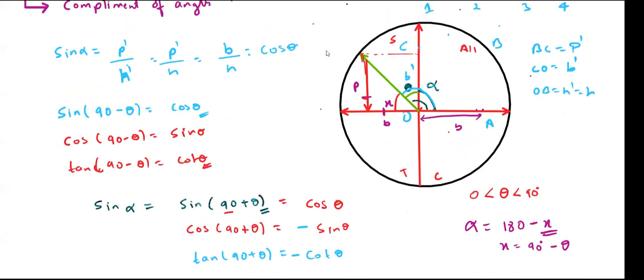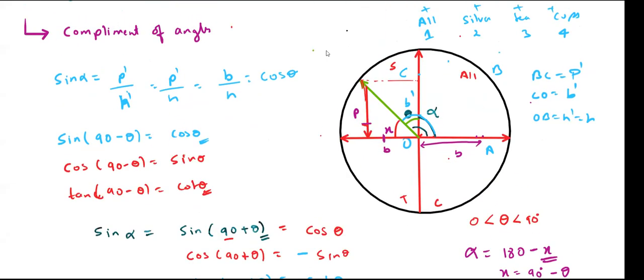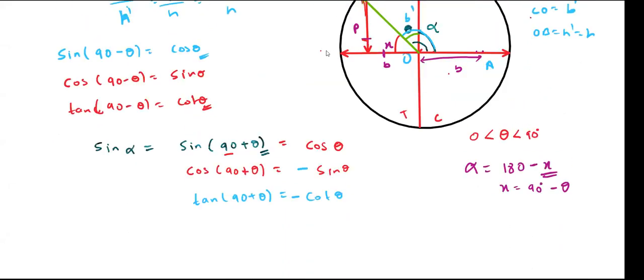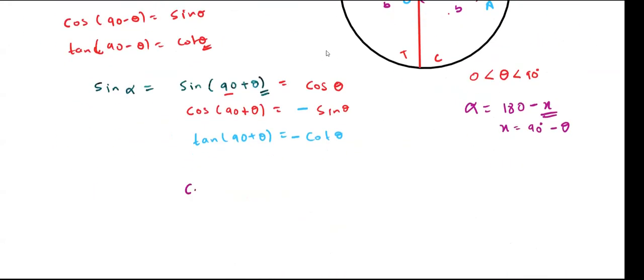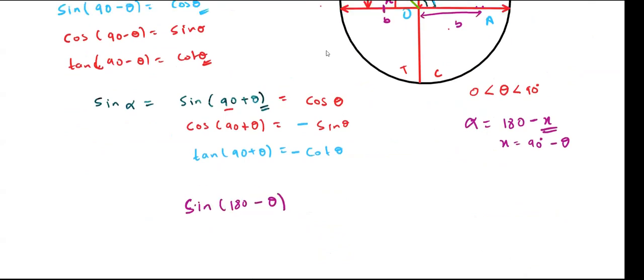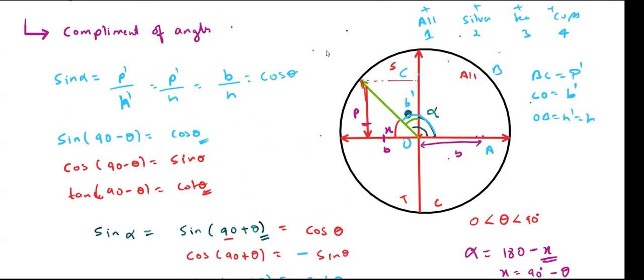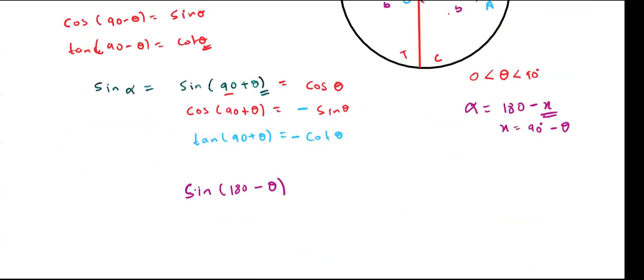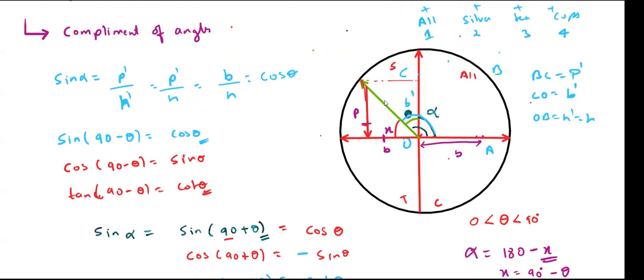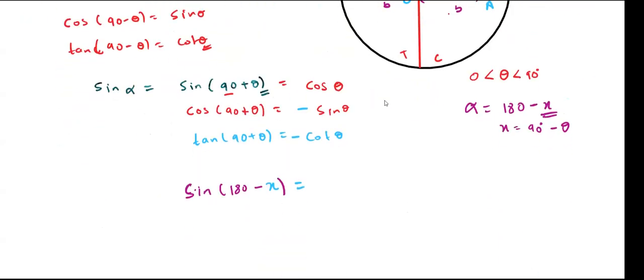Okay, so can I say that this angle is basically sine 180 degree minus x? Sine 180 degree minus x, yes or no? Now, what is sine 180 minus x? If you think about it, sine 180 minus x should be equal to what? Everyone, tell me.